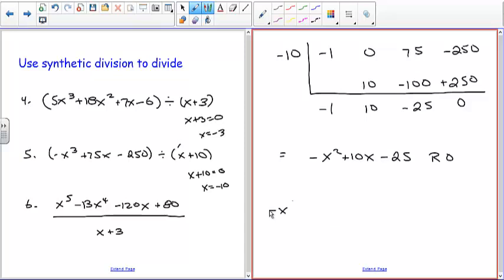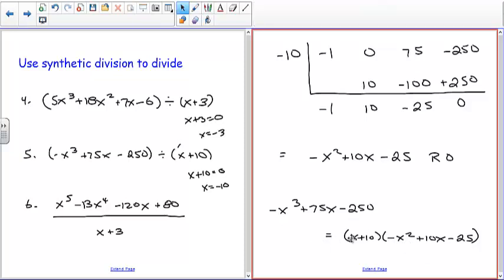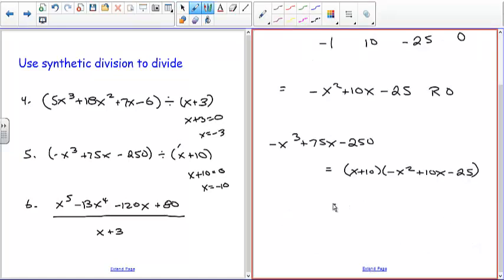Or we could say that the original numerator is going to be equal to this factor, x plus 10, times what I've got here. Like that. And again, if I could factor this, whatever quadratic factor approach I want to use, you can kind of see what it's going to be if I factor out a negative sign. They don't ask for this, but if you factored a negative sign out of that, you'd have x squared minus 10x plus 25.